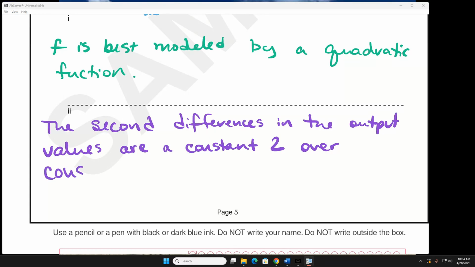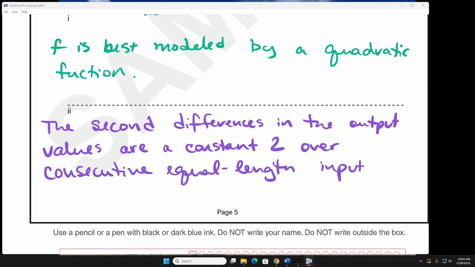Nice job. I was worried you guys forgot that. Consecutive. That's the left. Yeah, equal length input value intervals. You have done all the things I asked you to do about the relationship between them. Yes, clap for yourself. That was good.